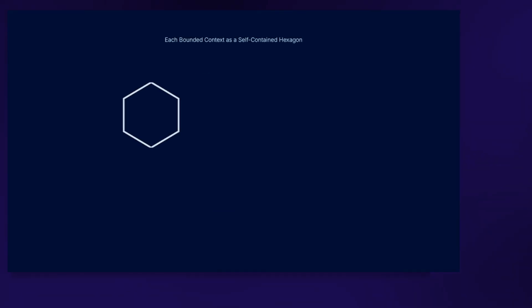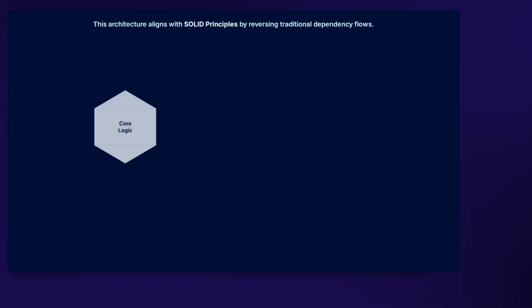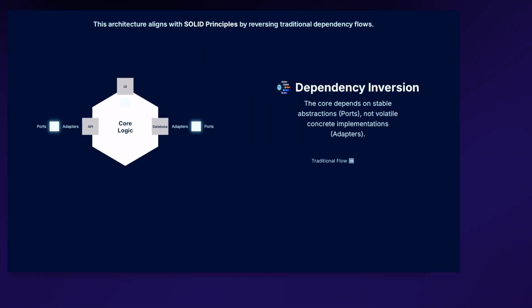It builds directly on day 22's discussion of bounded contexts and aggregates from domain-driven design, where each bounded context functions effectively as a self-contained hexagon core with its own ports. This architecture aligns perfectly with day 2's focus on SOLID principles, particularly the dependency inversion principle, by reversing traditional dependency flows through ports and adapters.